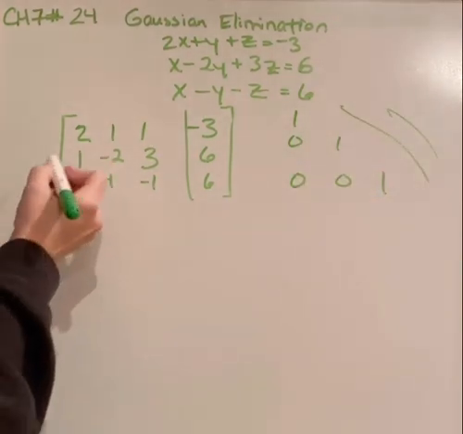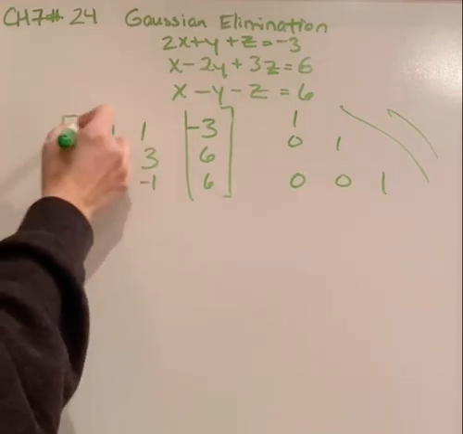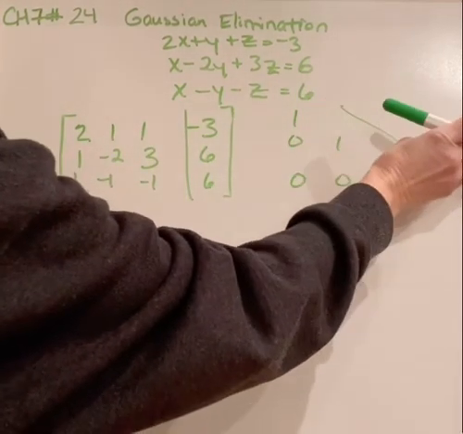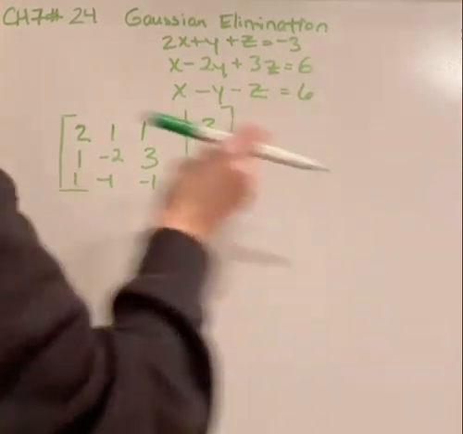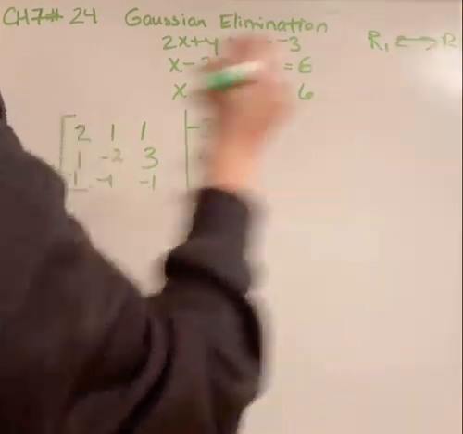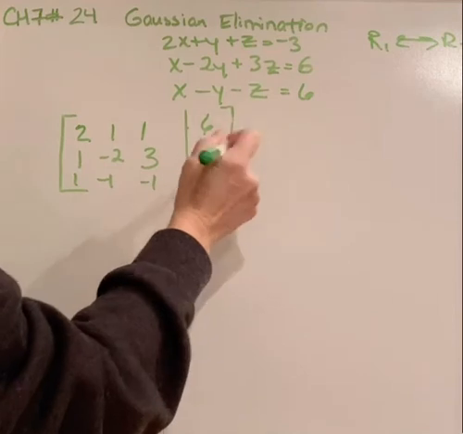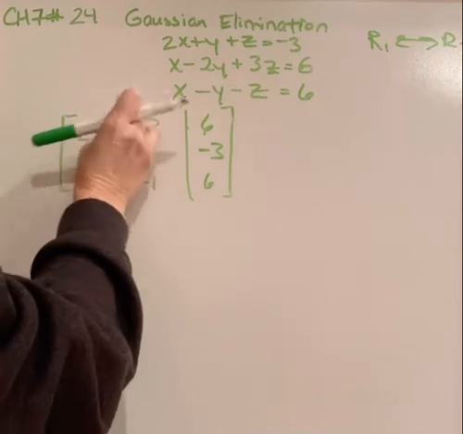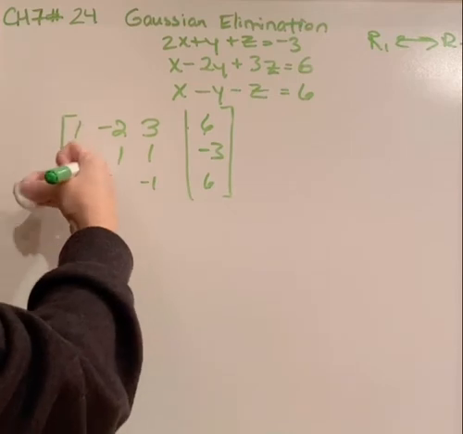The first thing we can do is switch rows so that the first row starts with 1. It doesn't matter which row we pick. I decided to switch rows 1 and 2. I'm going to start making a note over here of my row operations. So we switch row 1 and row 2. That's going to become 6, -3, 3 and 1, -2 and 1, and 1 and 2.